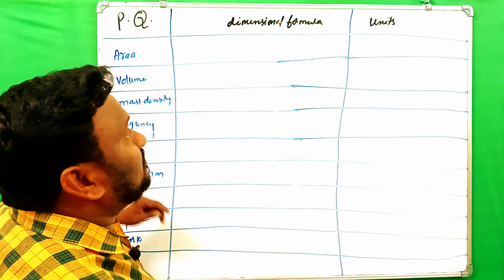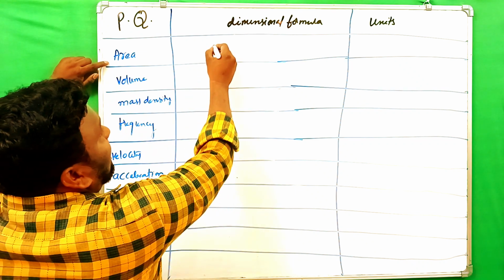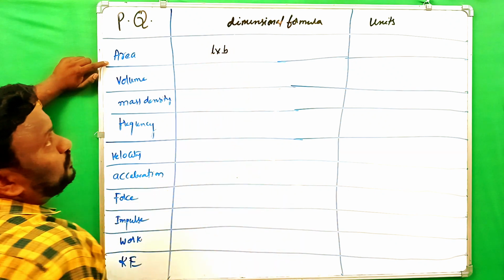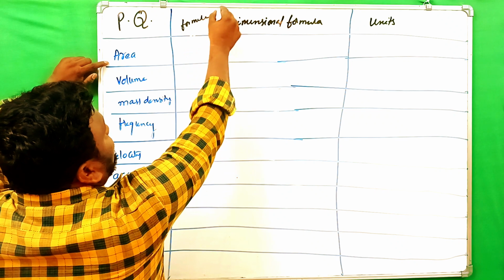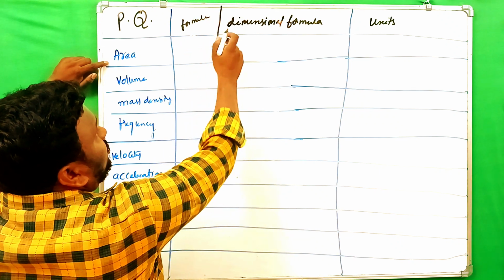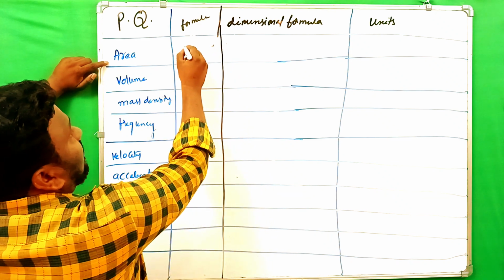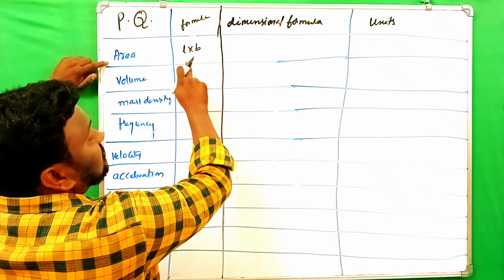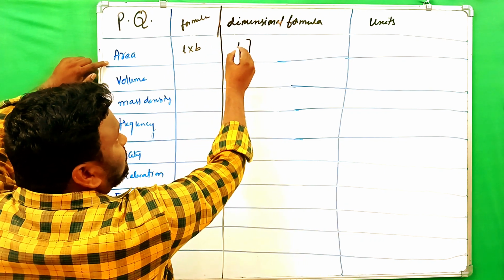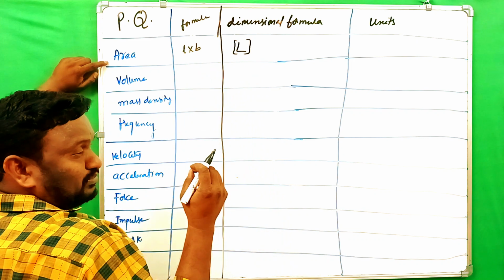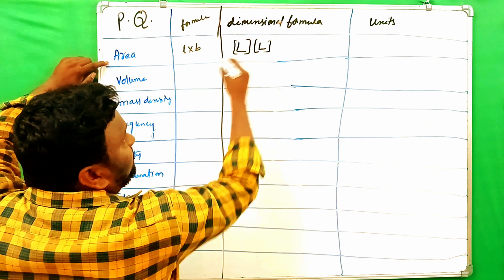So I will give some examples. So look here, the first thing is area. So what is the area? We can write length into breadth. So it is the formula. Okay, formula, what is length into breadth? So length is nothing but capital L, and breadth is also measured in terms of the base quantity L.